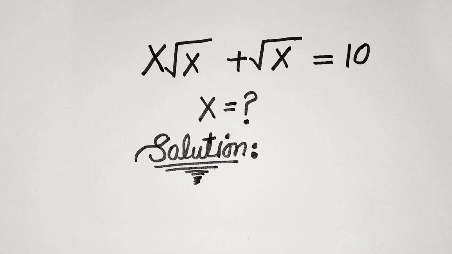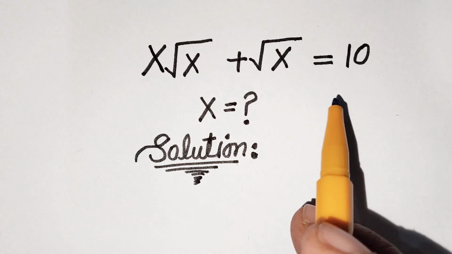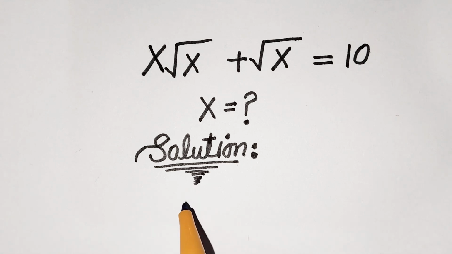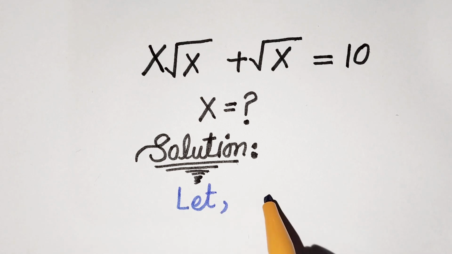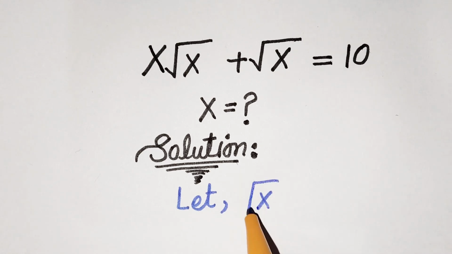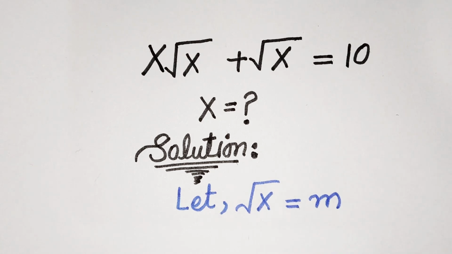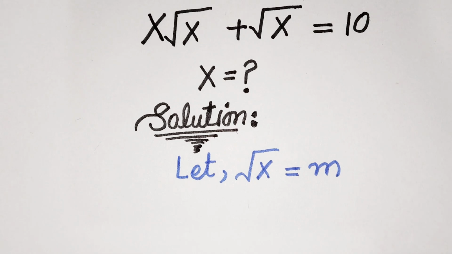Today we have a radical equation: x√x + √x = 10. So we have to find the value of x. First of all, let us consider that √x is equal to, let us say, m. So we are going to simplify this. We are going to put √x = m in this problem.